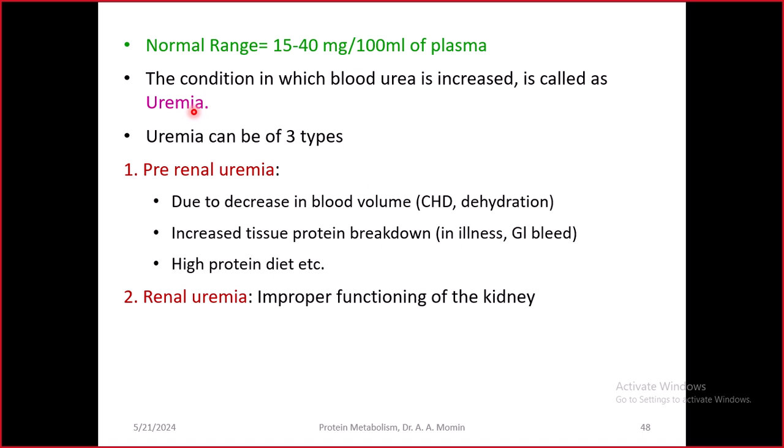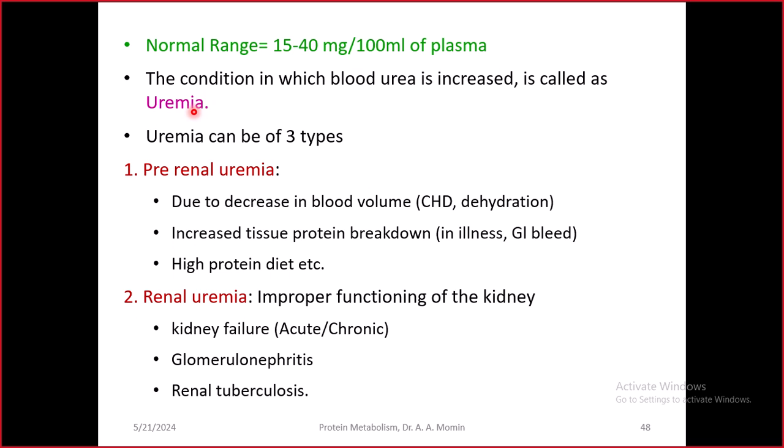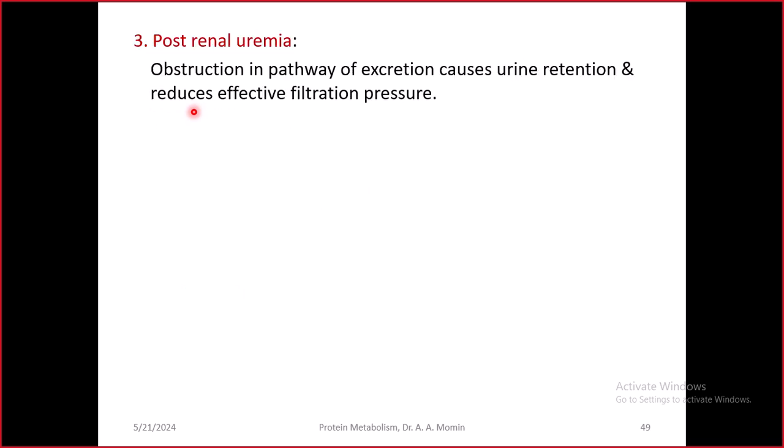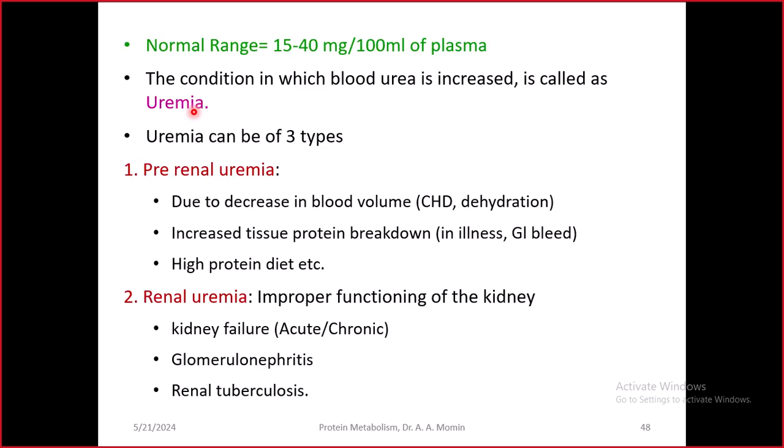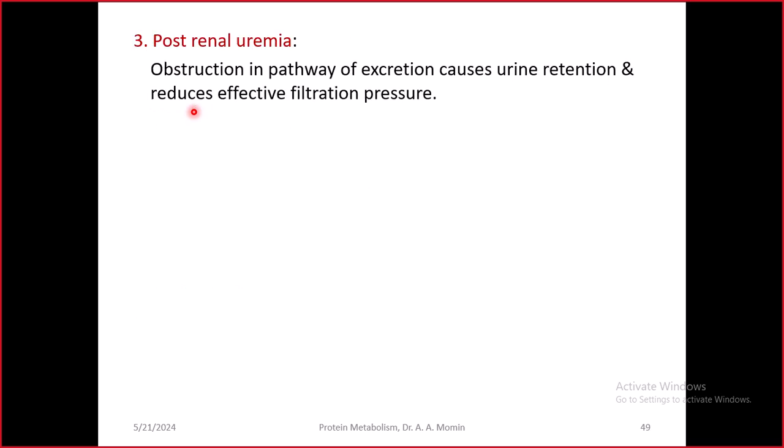Here the defect lies in the functioning of the kidney itself. So due to improper functioning of the kidney, in conditions like kidney failure, acute or chronic glomerulonephritis, nephrotic syndrome, renal tuberculosis, renal cancers, in all kidney diseases the urea level is increased because it is not effectively filtered and excreted by the kidney. And the last is post-renal uremia.